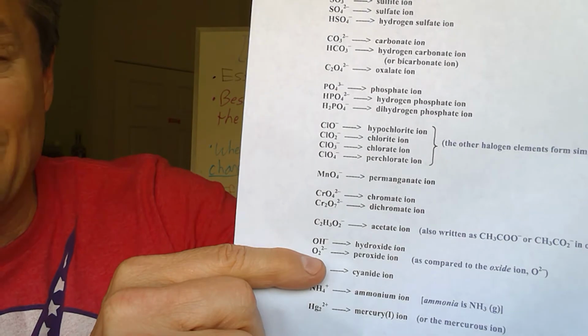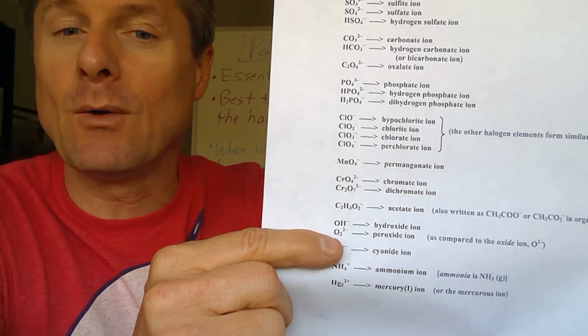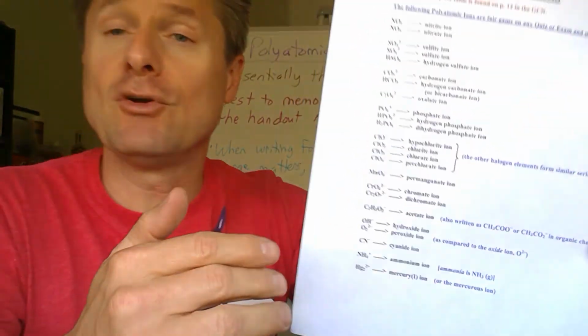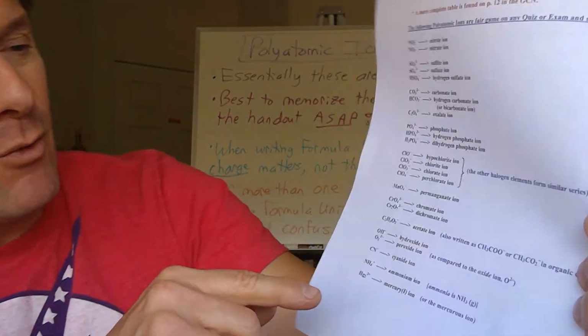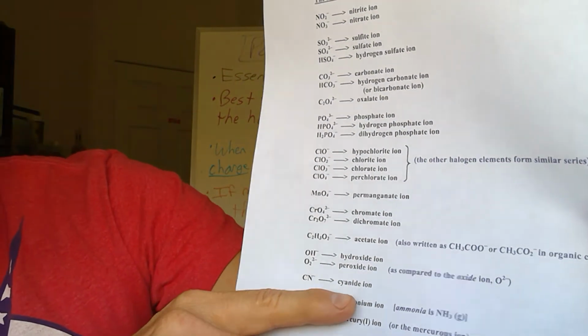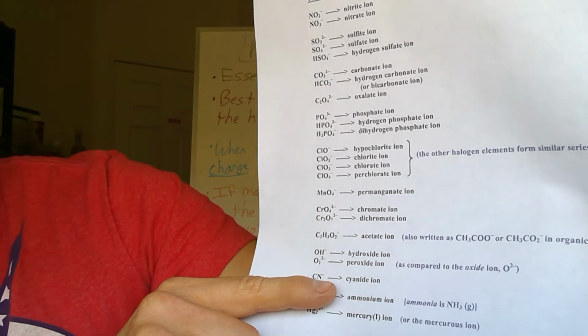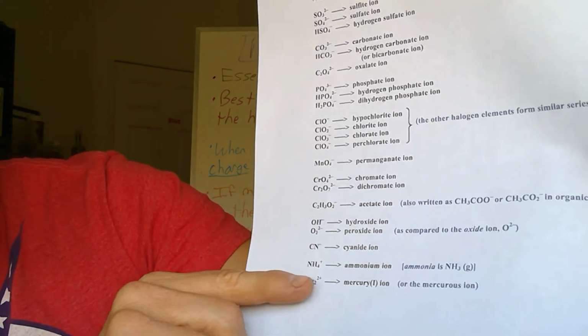Peroxide, you've heard of that. That's the O2 2 minus. So that's one where you have only one element, O2 with a 2 minus charge. So it's 2 O minuses bound together, right? It's kind of a weird one, peroxide. There's another weird one with an IDE ending, cyanide. I'm sure you've all heard of cyanide, CN minus.